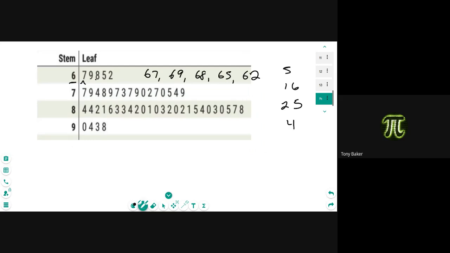Okay. Also notice that it's kind of like you did with the tally marks. You're just writing the numbers down instead of a mark. So you almost make your stem and leaf plot and your histogram all at the same time. The downside to a stem and leaf plot is it only works with groups of 10.